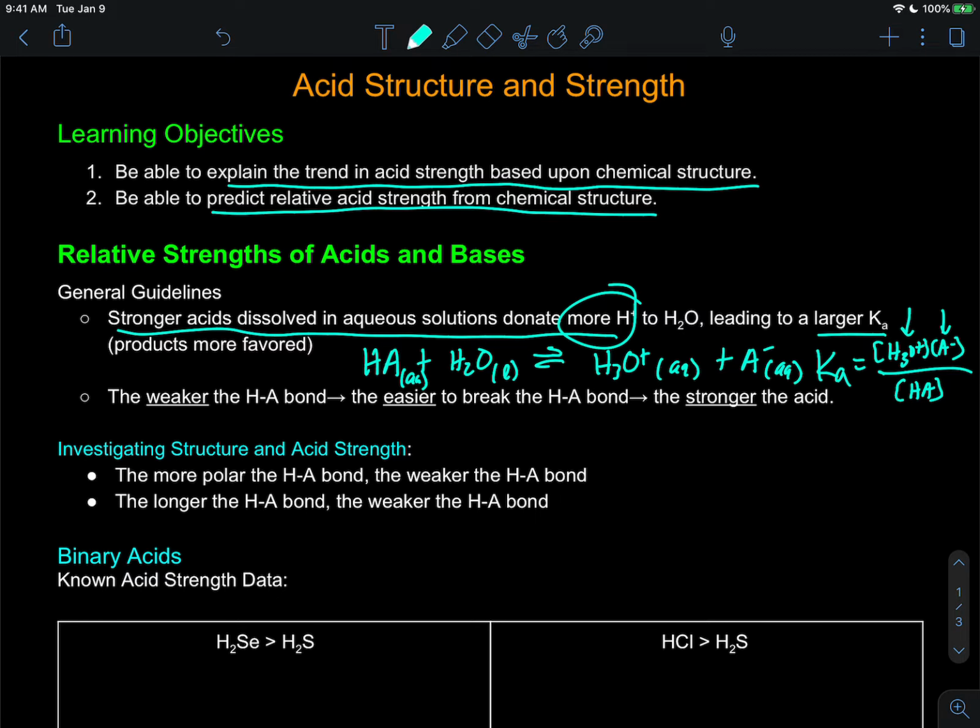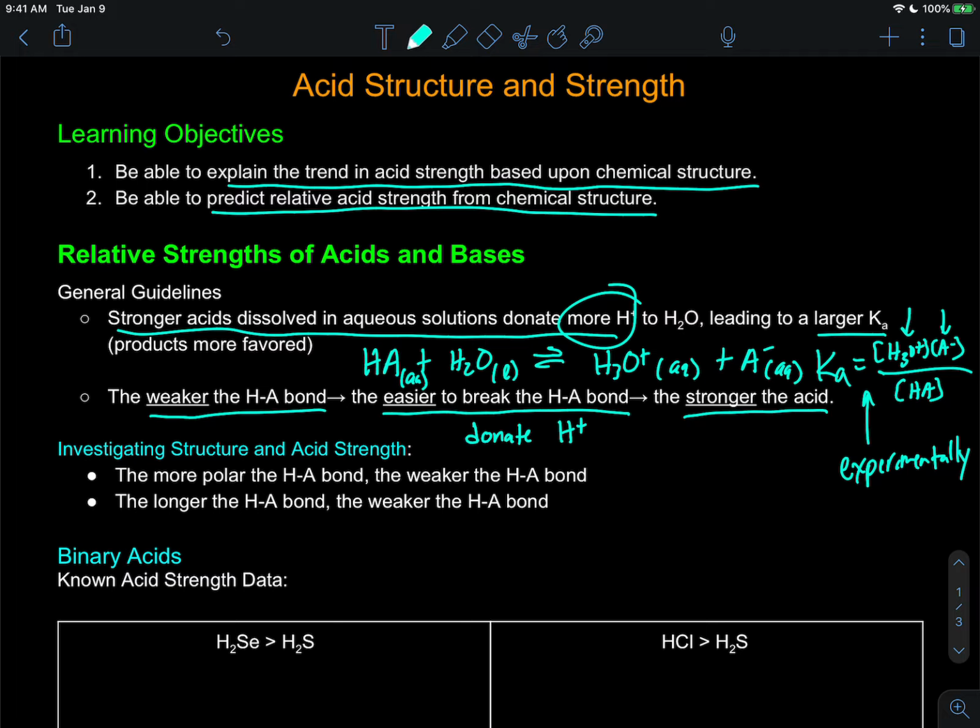Now we think of how this corresponds back to structure. So I think this is something that we would observe experimentally. Right, we're going to look at the Ka value, but if we look at structure, we think the weaker the HA bond, the easier it is for that bond to break. Basically, the easier it is for that substance to donate that proton, because we're going to just let that proton go. And then therefore, the stronger the acid, the more protons it would donate in water.